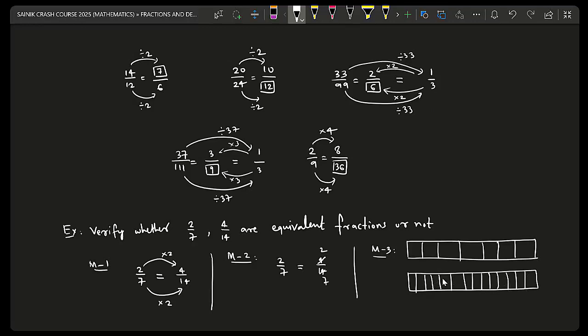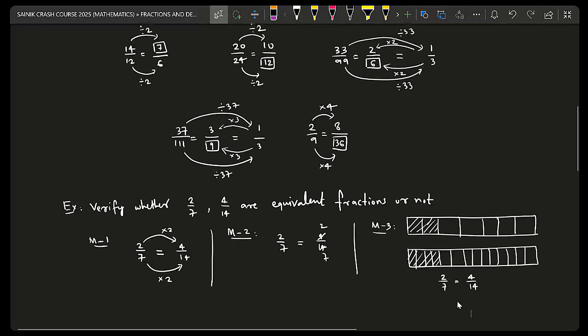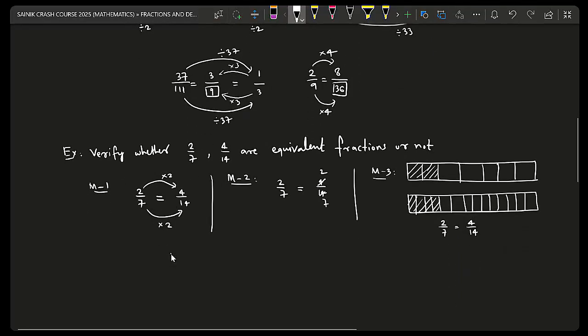In the first one they are asking 2, so it's 2 by 7. And second one they are asking 4 by 14, so 4 out of 14. Because they are having same length of shaded portion, we can write 2 by 7 is equal to 4 by 14. Very good. According to figures also we can do. Still there is any other method, method number 4.